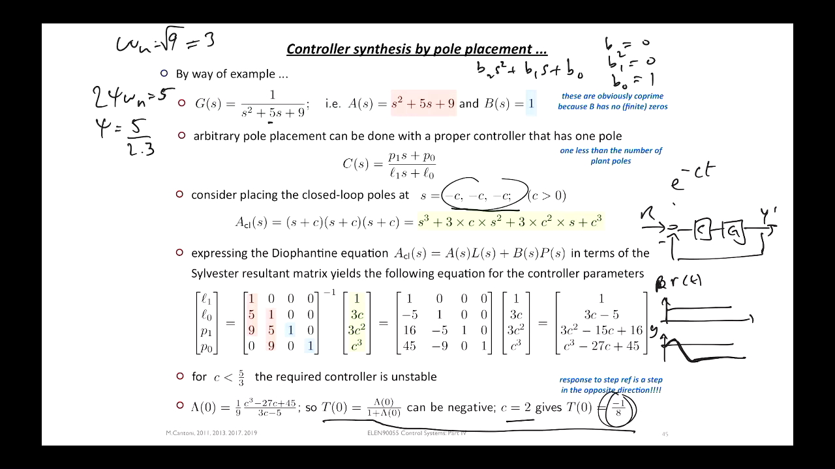Okay, so for the transients, we've controlled how long it takes to reach steady state by choosing C, but we've ended up, for quite a reasonable choice, with a transfer function from R to Y with a negative DC gain. I mean, if I push it in one direction, it moves in the opposite direction. Probably not what you want. So you've got to be careful.